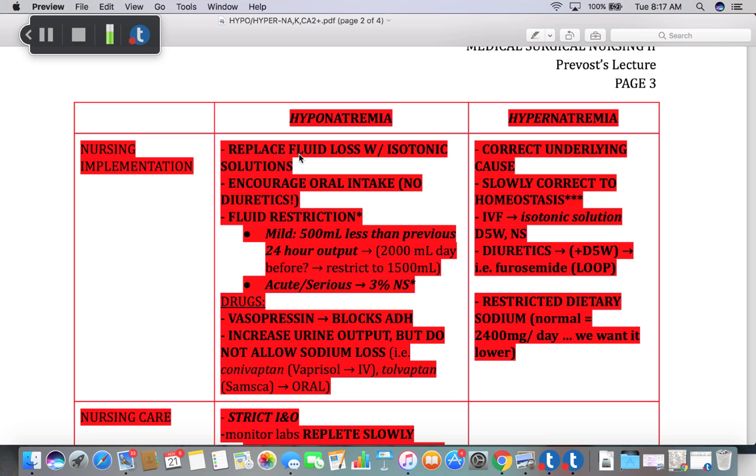Drugs that help with hyponatremia include vasopressin antagonists, which block ADH. This is going to increase urine output, but doesn't allow for sodium loss.